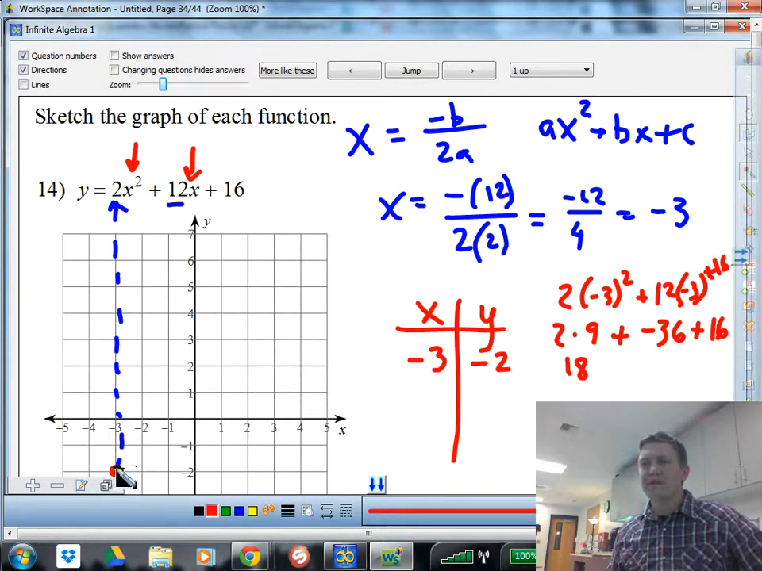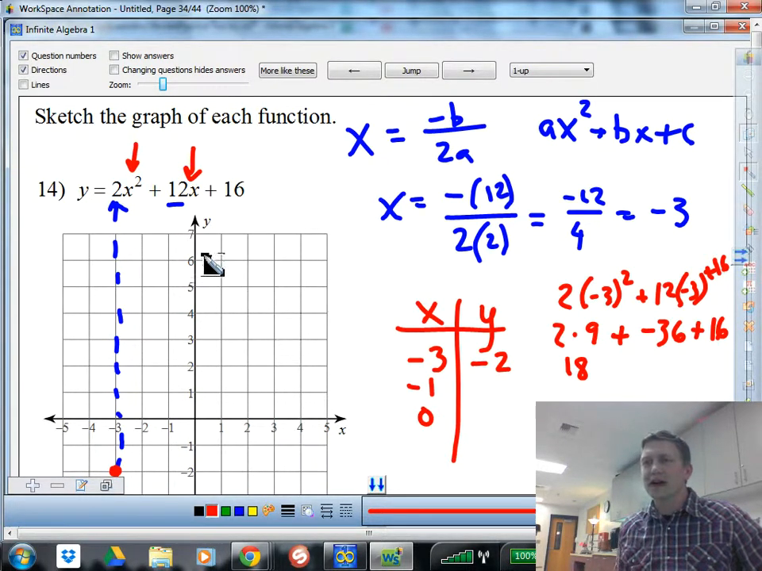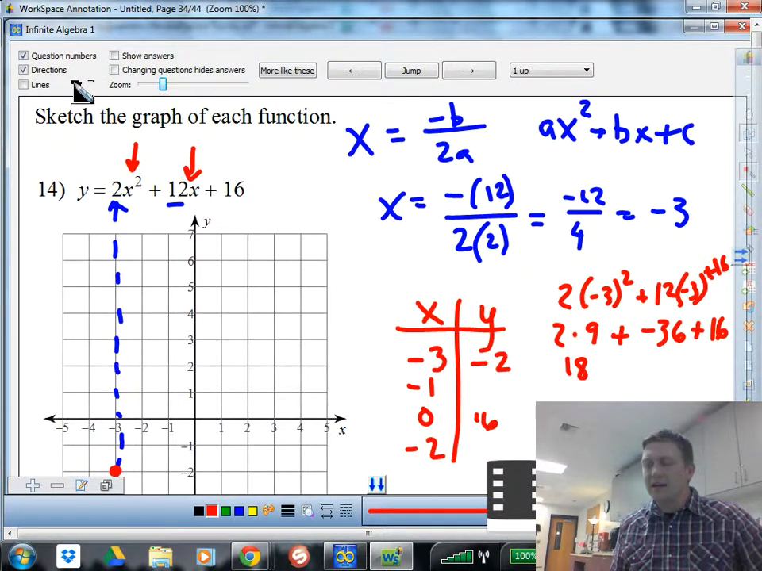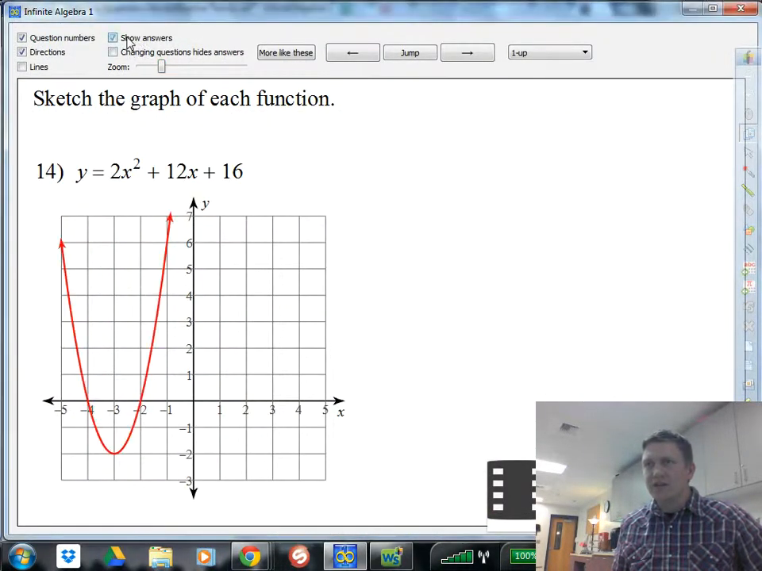Okay, I probably could figure it's going to open up right there. So I'm going to pick my next point at, say, -1, and then maybe another one at 0. I don't know. No, 0 will be off the graph. I can already tell because that'll be 0, 16. So I'd probably pick -2. Okay, so substitute these points in, and you will end up getting a graph that looks just like this.